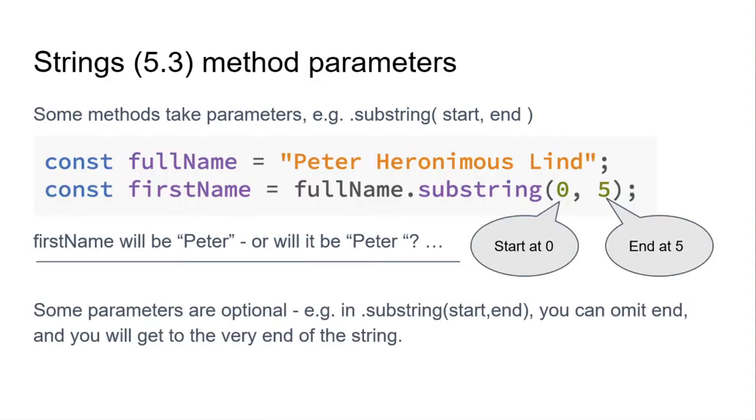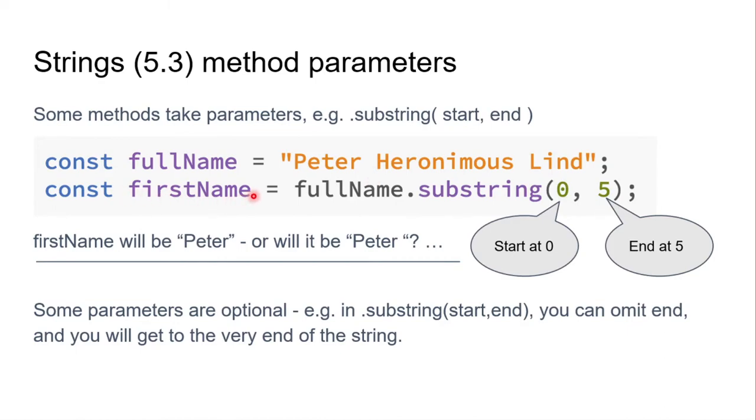There are other methods, and some take parameters. For instance, this one here, substring, takes two parameters, start and end. If we have this full name variable, Peter Hieronymus Lind, and yes, that is my actual middle name. It's not just a weird middle name I've made up for the purpose of this exercise. Absolutely not. Of course not. Why would I even do something like that?